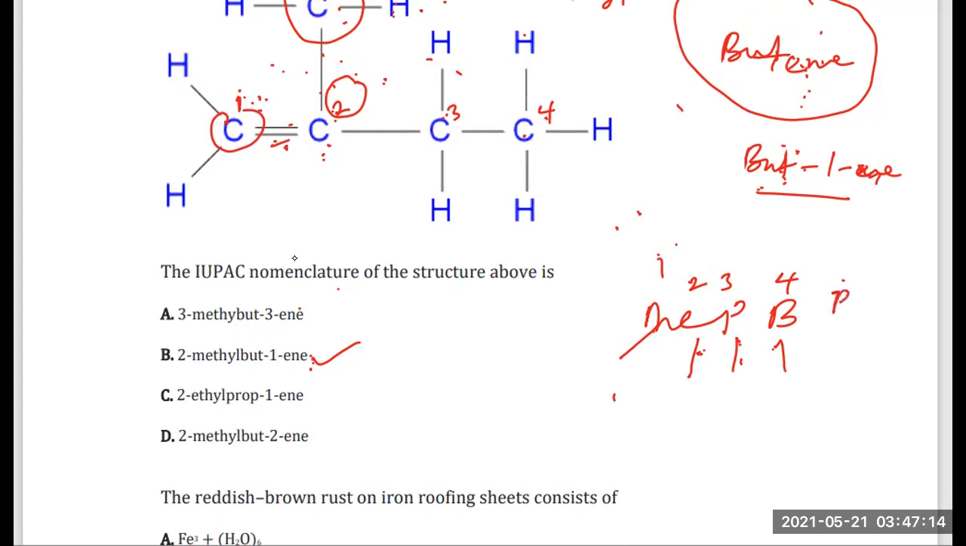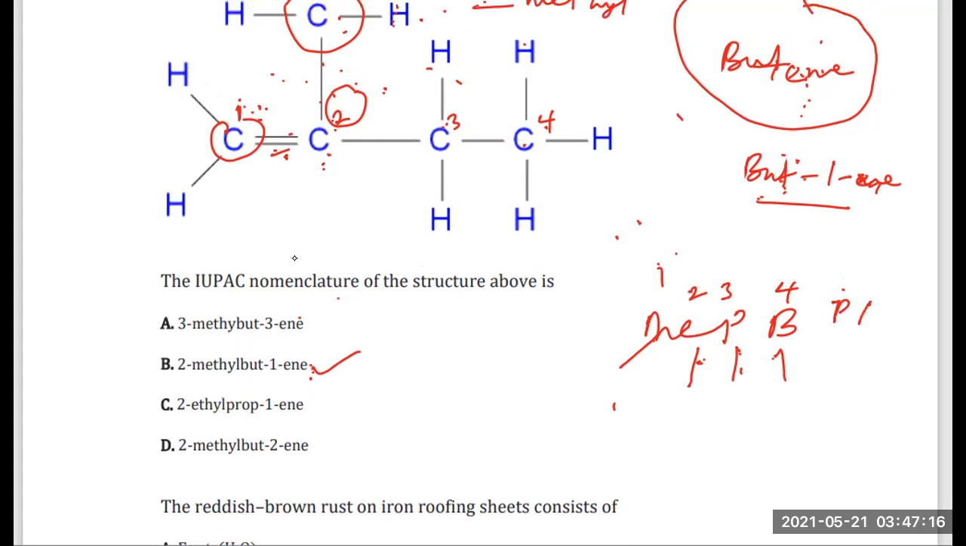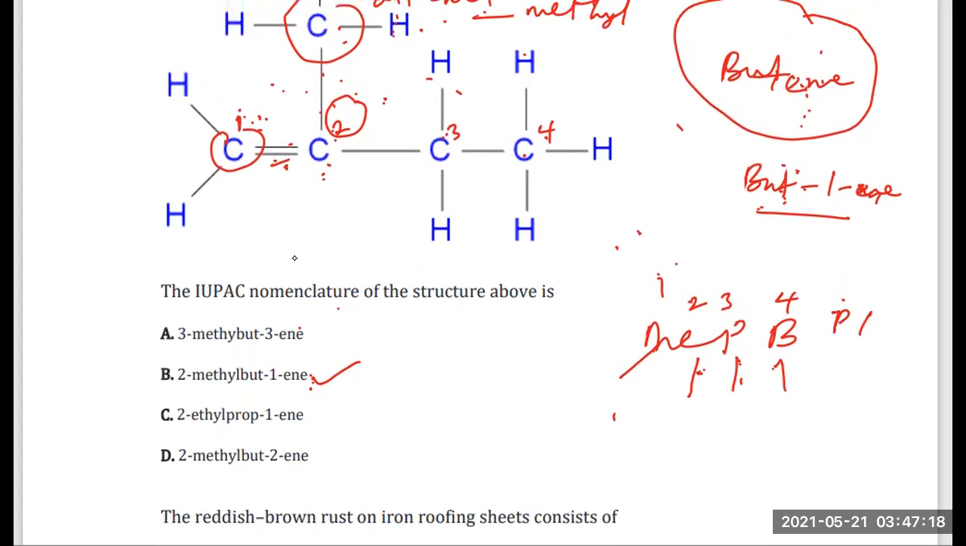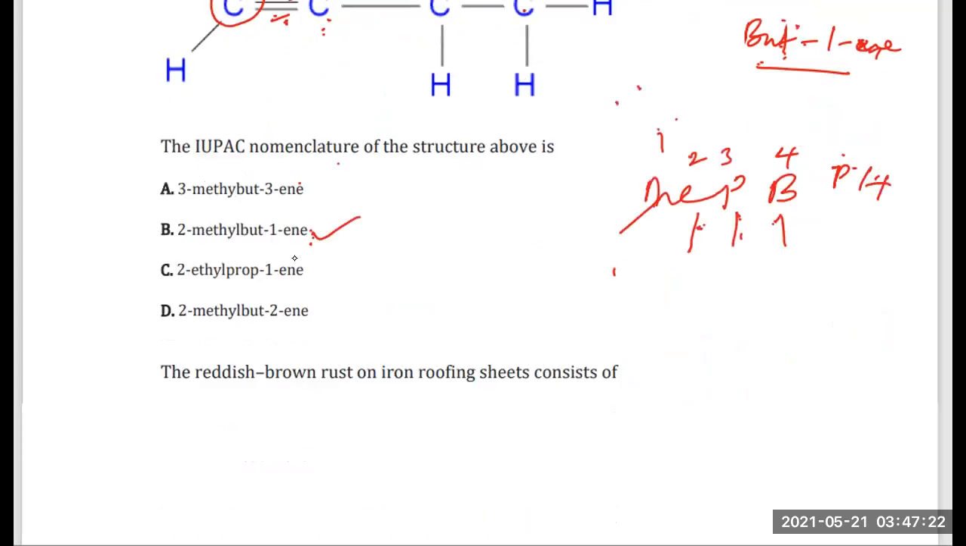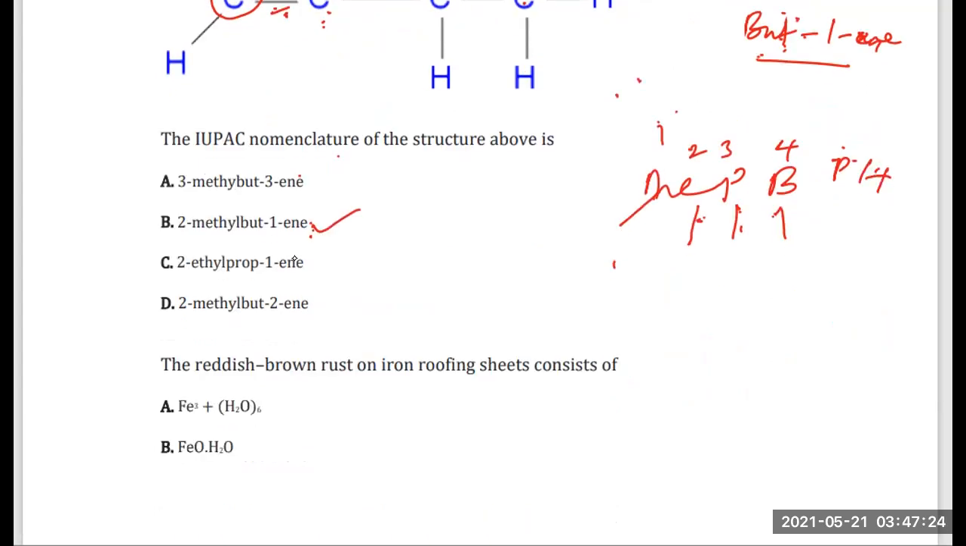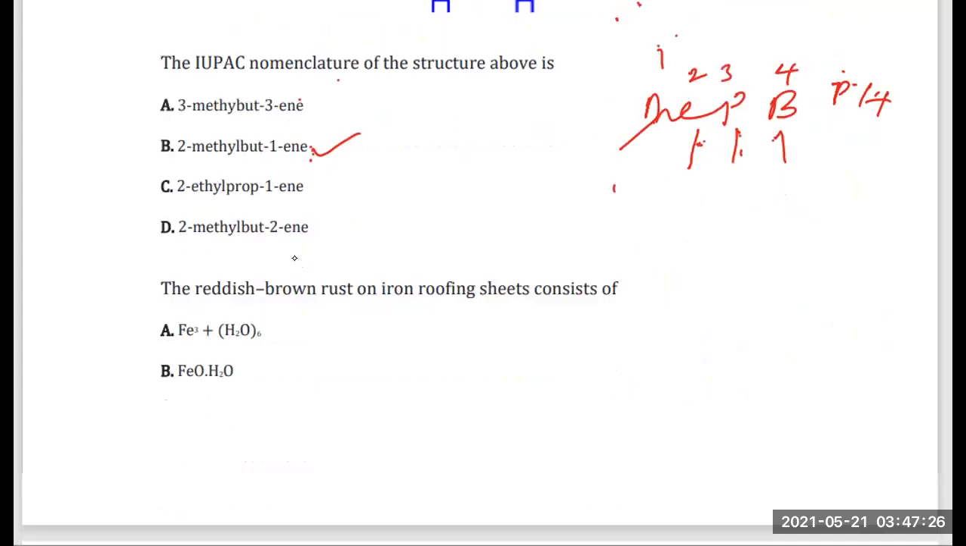If it is 6, hex. If it is 7, heptagon, hept. So that goes on and on. Now the functional group will determine the last name it's going to have.